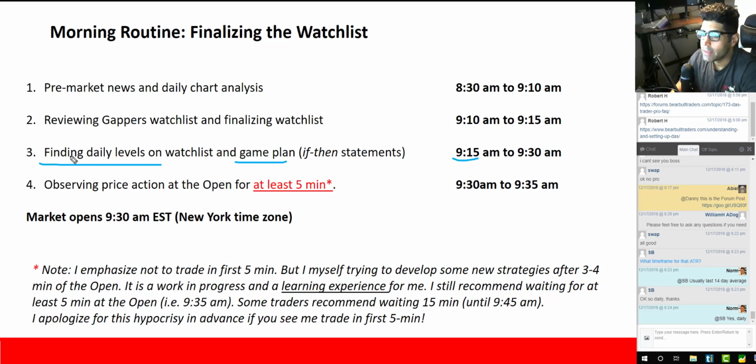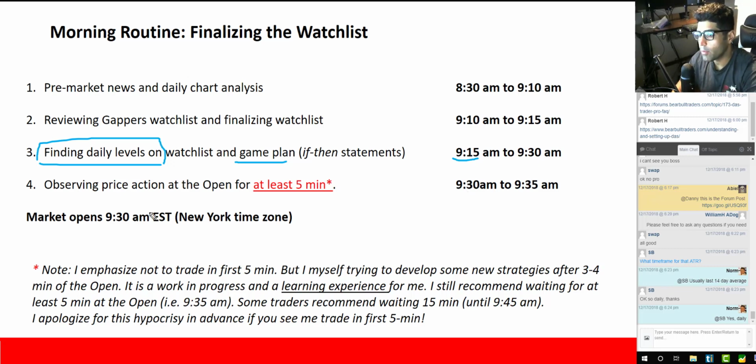And finding the daily levels is something that we cover in the second section of this presentation. And then by 9:30 to 9:35, I recommend people observe the price action. The first few minutes is really volatile. You can't really find any pattern to the upside or to the downside. So I really recommend people observe in the first 5 minutes.